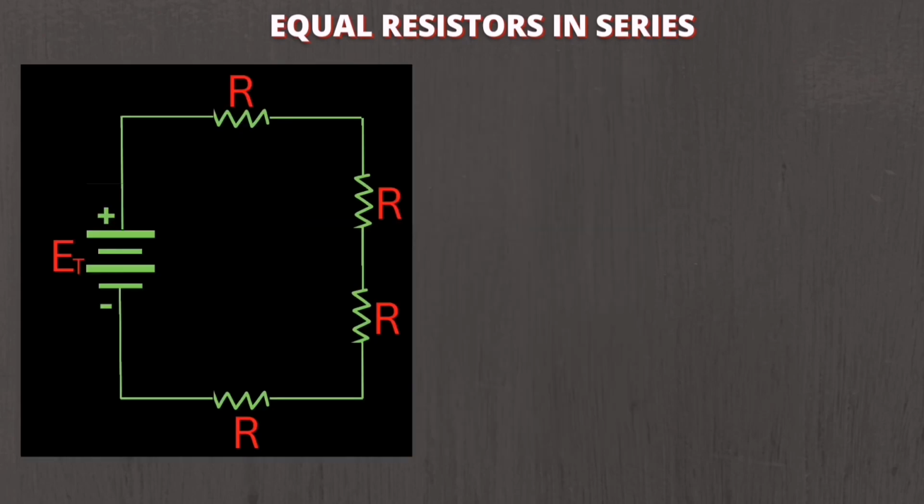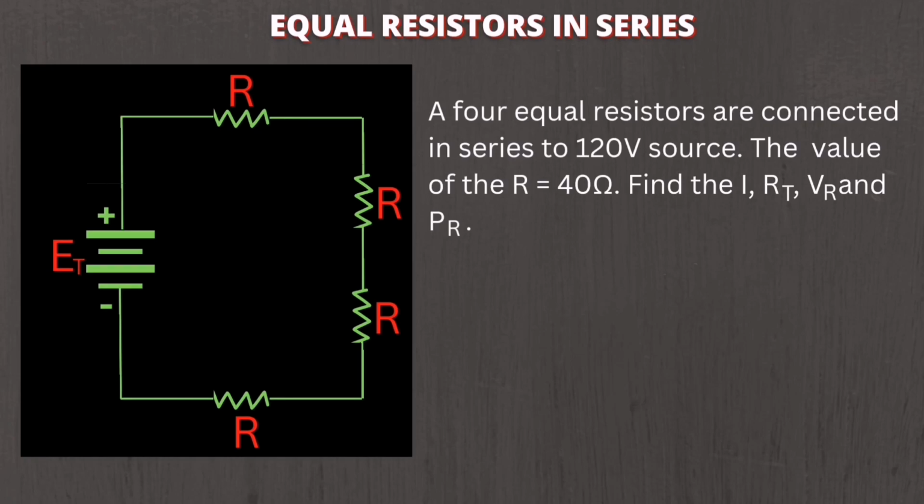So guys, we go now to the examples. For number 1, 4 equal resistors are connected in series to a 120 volt source. The value of R is equal to 40 ohms. Find the current I, the R total, the voltage across each resistor, and the power taken by each resistor.